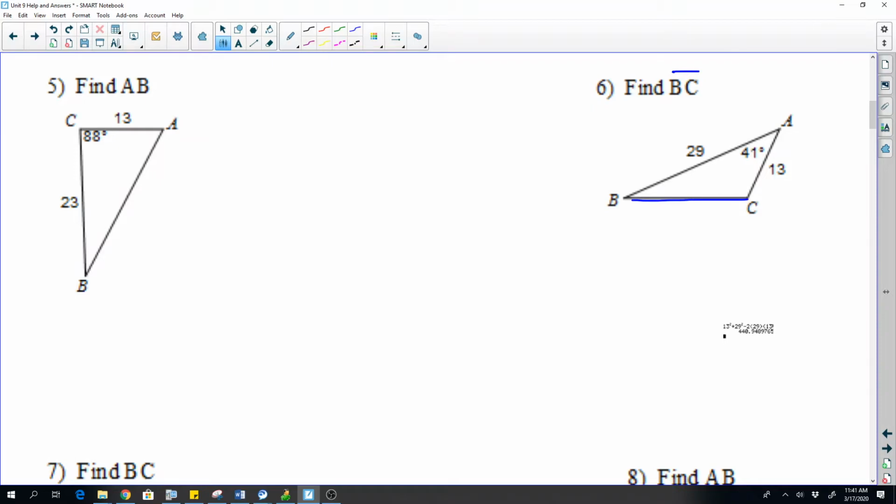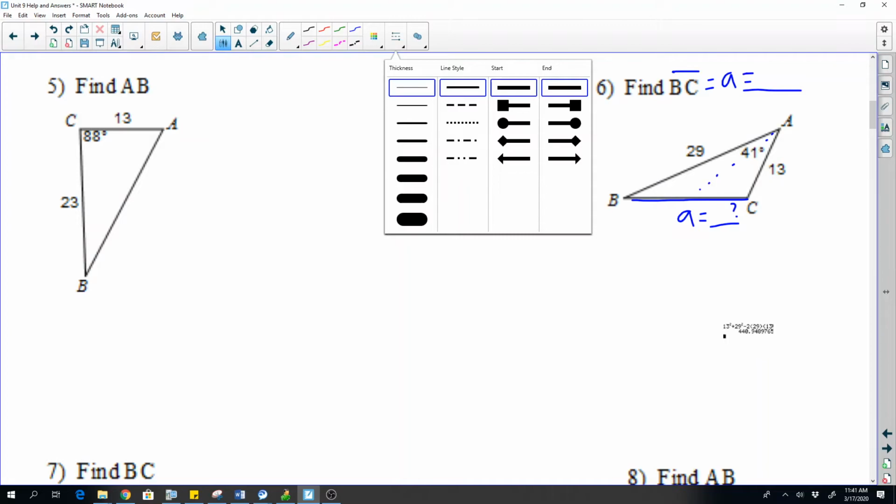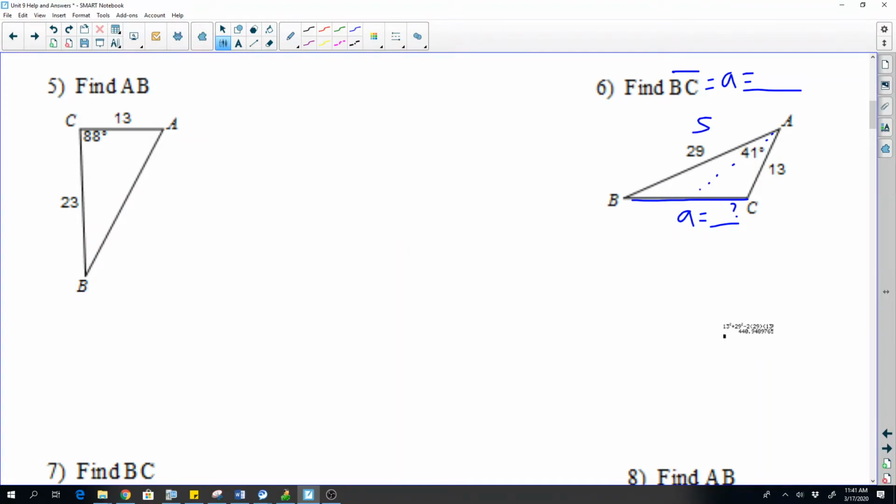So BC, you've got to label it. It's across from big A. They want you to find little a, basically. Right? And so what is a? Remember the formula we just learned? Can you do it? Okay, so again, it's side angle side, which is what we want. Good.